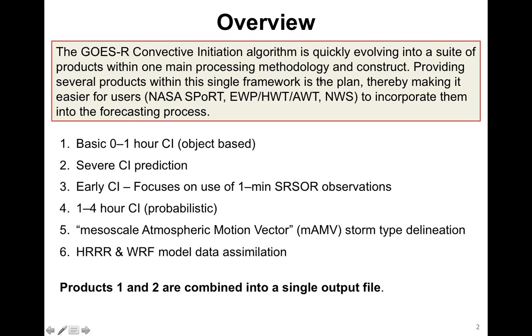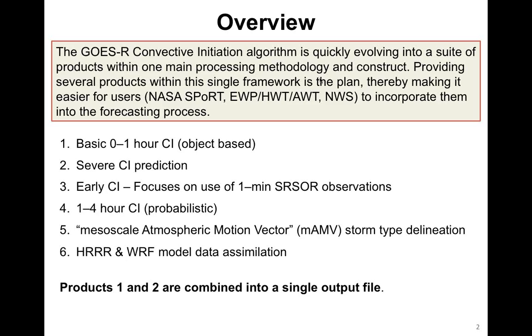So the basic overview is that I'll give a very brief update on the 0 to 1 hour convective initiation methodology, mainly because it's been around for so long. I think we've hit a plateau with the algorithm with the current GOES, in my mind. There's not a lot more we can do to improve it, and we're desperately waiting for GOES-R.